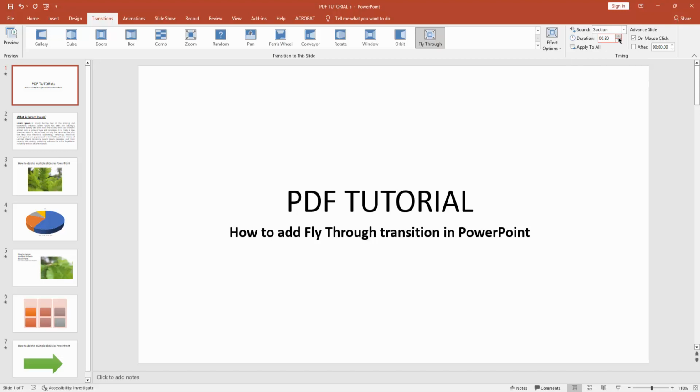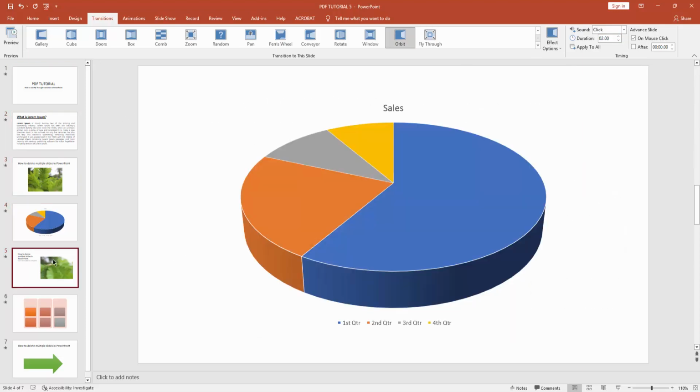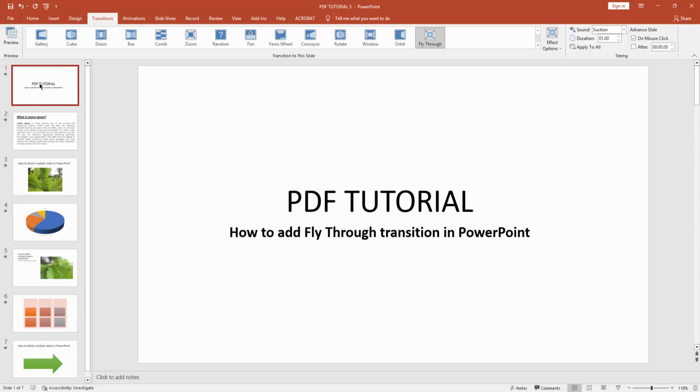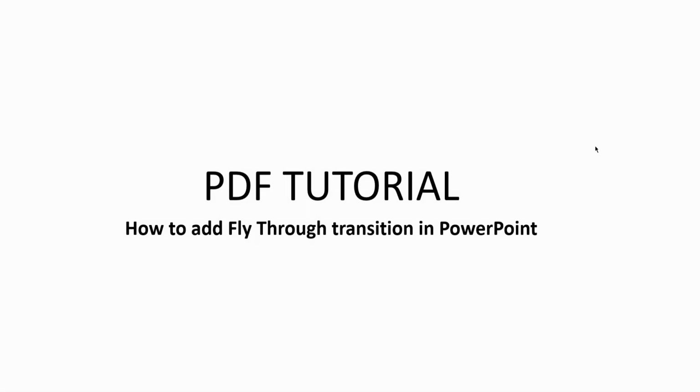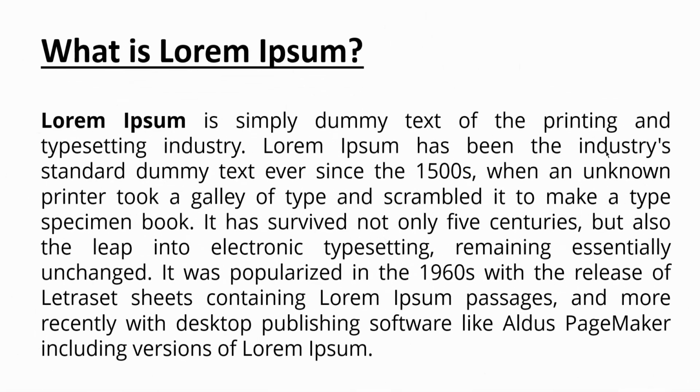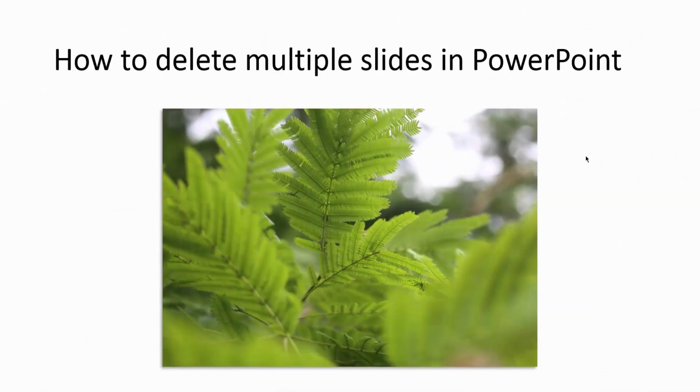Now we can increase this duration, and we can also apply to all my PowerPoint presentation on this fly through transition. Click apply to all. Now we can check how it works. Click start from beginning icon. Now you can see we add fly through transition in PowerPoint very easily.